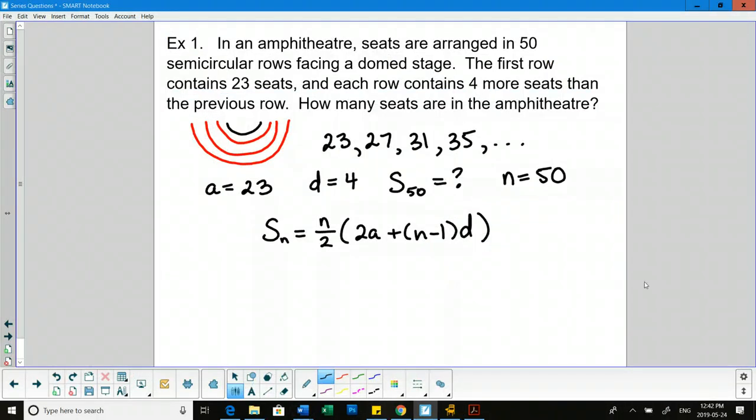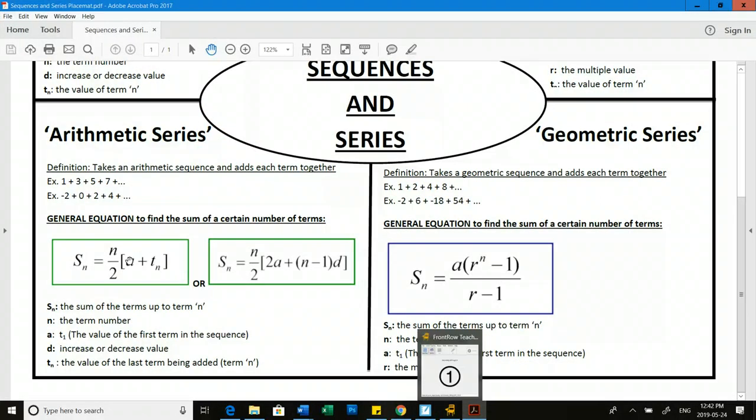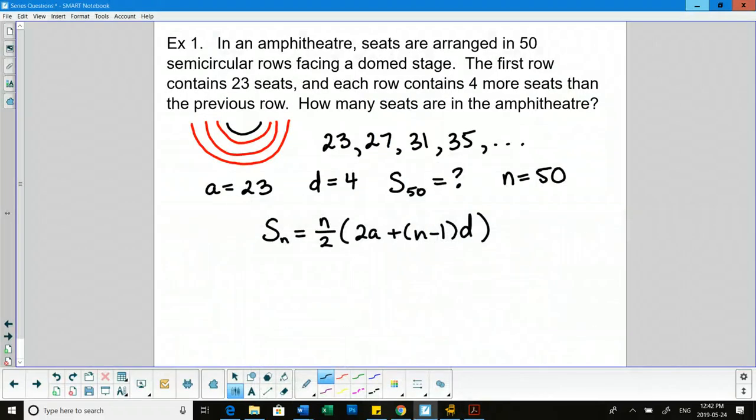Could I find that using the sequence formula? Absolutely. So I could apply the sequence formula first, find T50, and then use that second formula for Sn. But I think we can just do one single calculation here by plugging in our info. So we'll do S50.